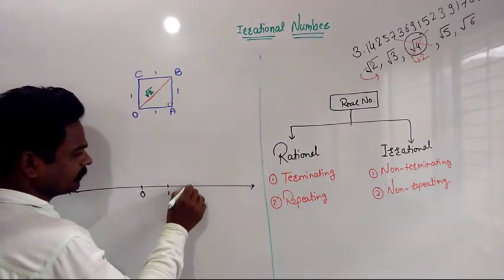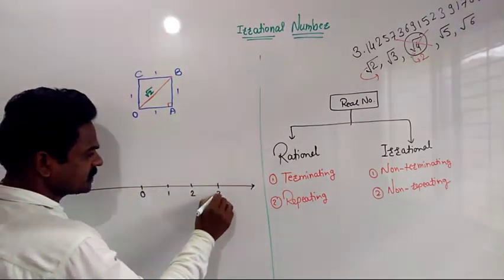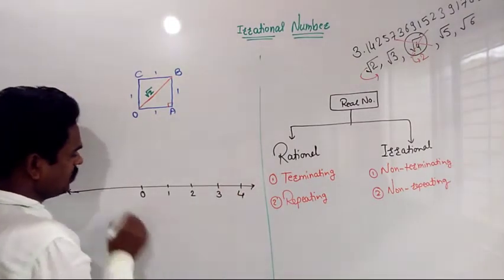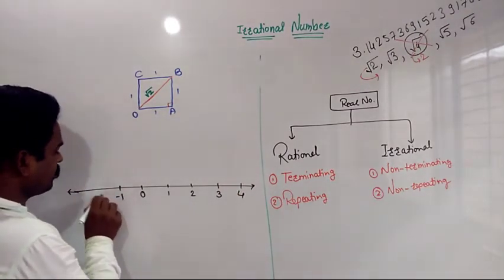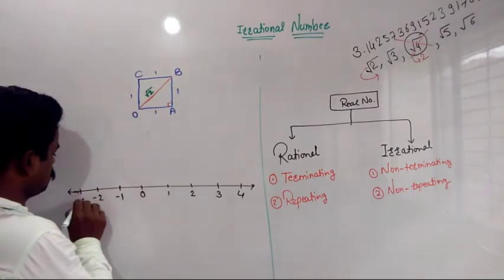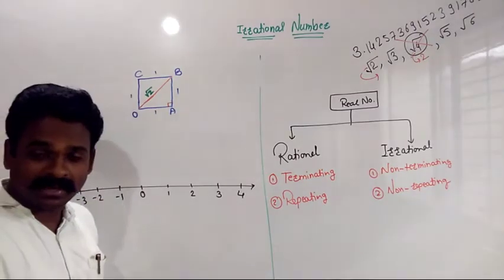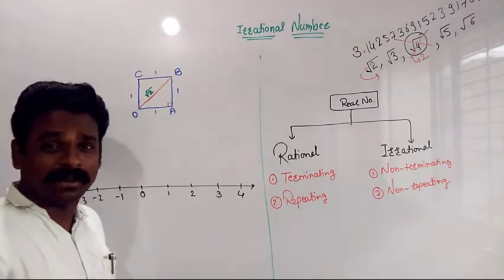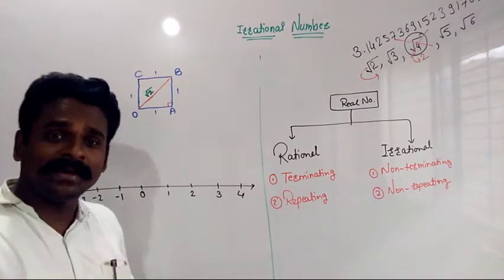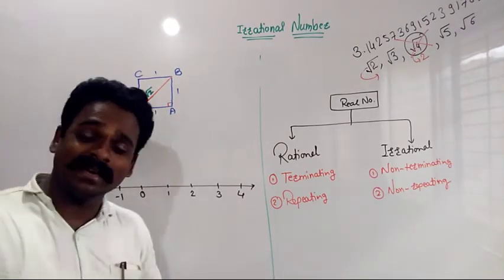This one is 1, this one is 2, this one is 3, this one is 4, and in a similar manner minus 1, minus 2, minus 3 and so on. Okay, so this is your regular number line, which is called a real number line. Why do we call this number line a real number line?